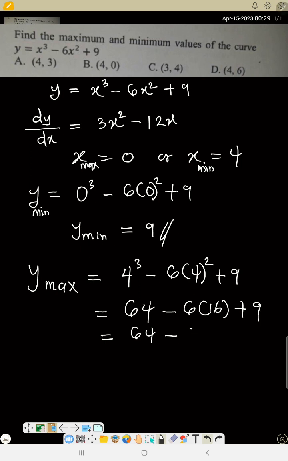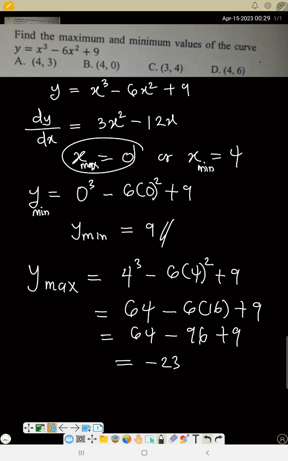So that is 96 plus 9. 64 minus 96 plus 9. That's minus 23. So that means S minimum is 0, S maximum is 0.